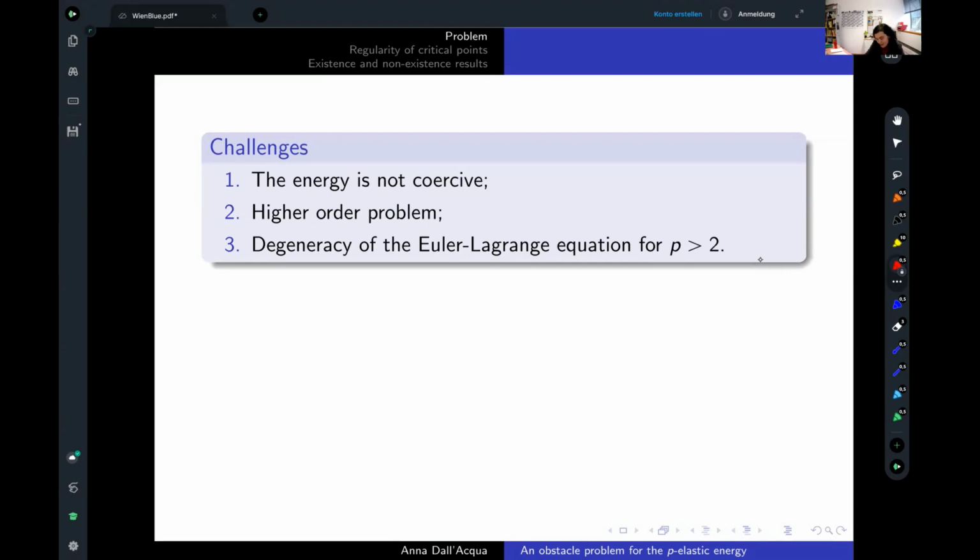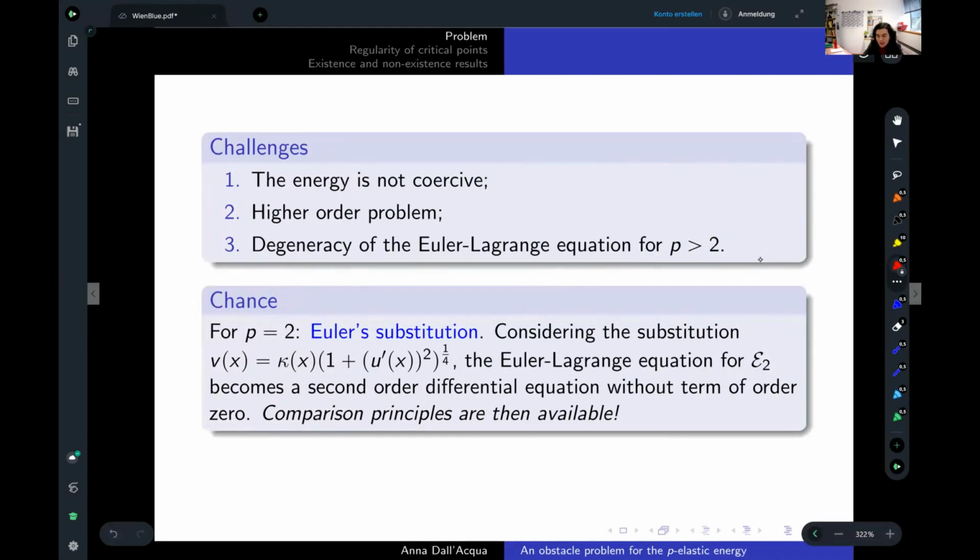What can help us to understand this problem is a nice feature that happens for p equal to 2. There is a so-called Euler substitution, because even Euler, in his age, knew about that. He noticed that looking at the elastic energy for p equal to 2, so when you look at the curvature squared, if you make this substitution, so instead of looking at the curvature, you multiply the curvature by 1 plus u prime squared, and of that you take the fourth root, so k times this quantity, then the Euler-Lagrange equation becomes a differential equation of second order for the function v. So we are going from an Euler-Lagrange equation that is fourth order in u to a second order equation for v. And when we have a second order equation, we have the maximum principle, we have the comparison principle, so we have more methods at our disposal to get estimates.